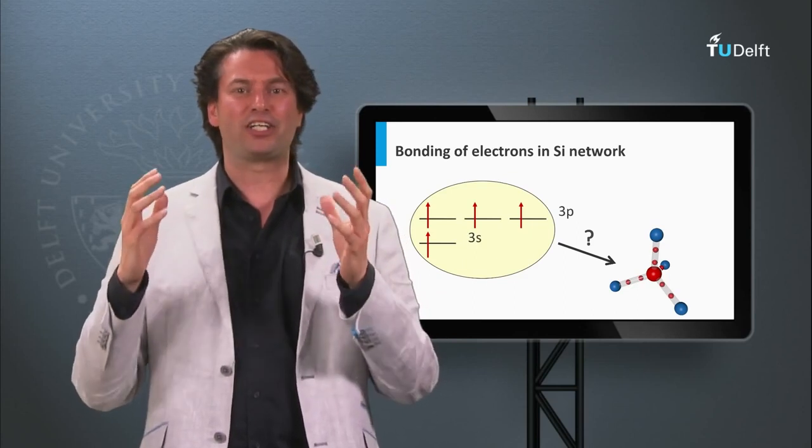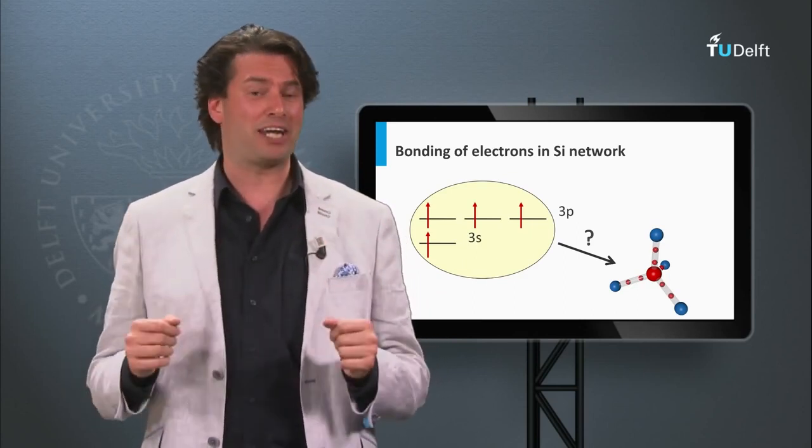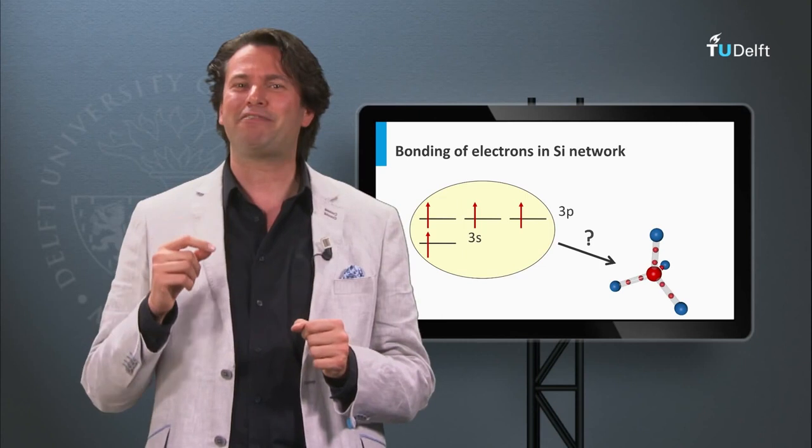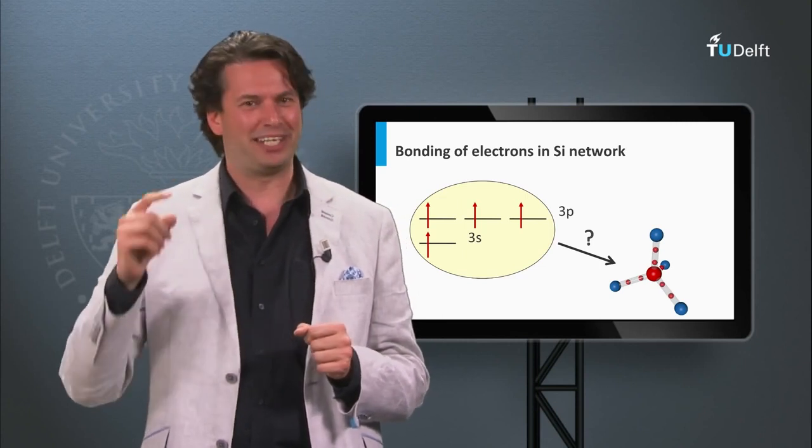How do these molecular bonds determine the band gap of silicon? I will give the answer to that question in the next block.